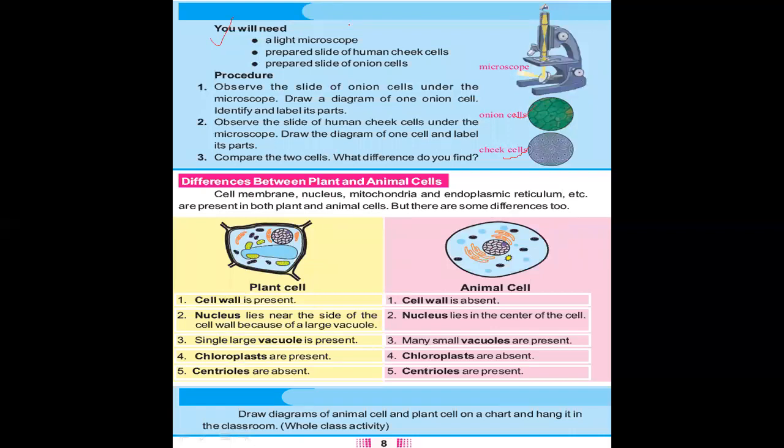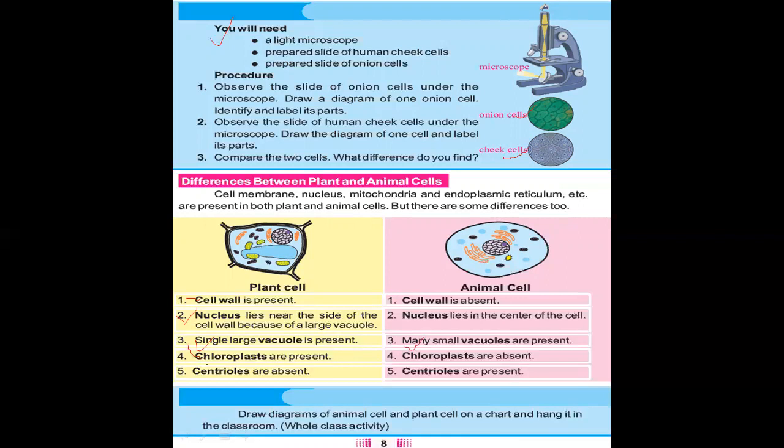Let's talk about differences of plant and animal cells. So you guess. Yes, most of the organelles are the same in both cells, but the cell wall is present in plant cell, and absent in animal cell. Next, number 2 is the nucleus. The nucleus is at the side of the plant cell due to the large vacuole, and at the center of the animal cell.